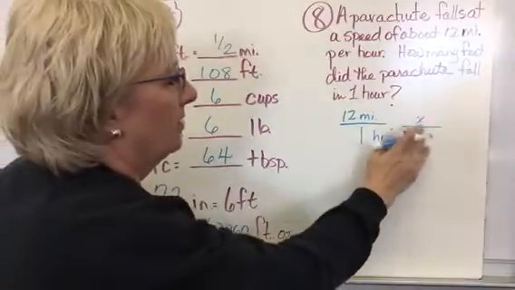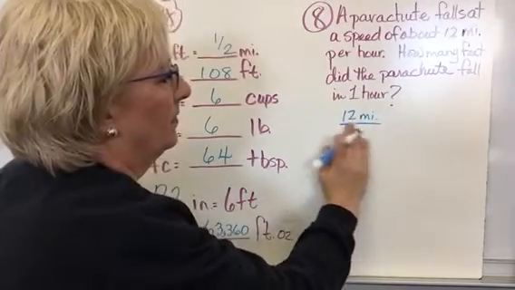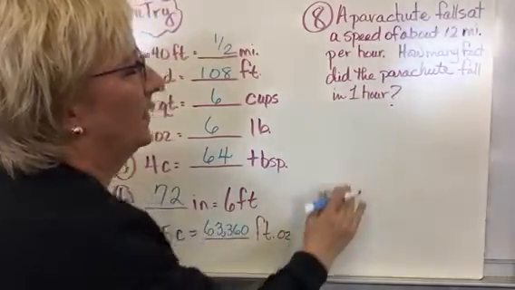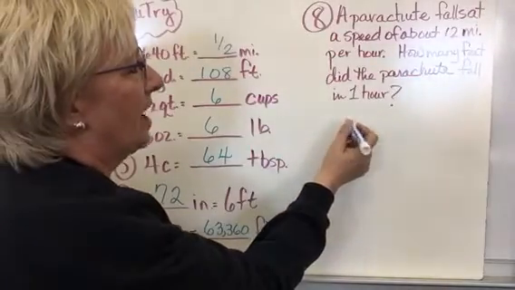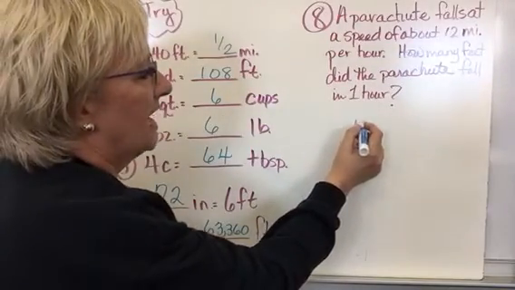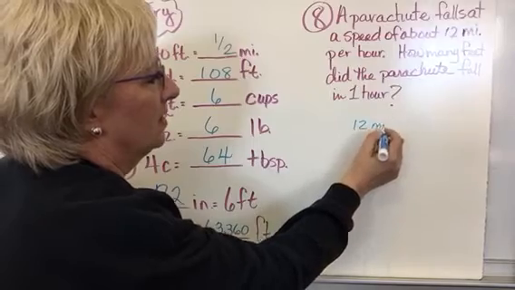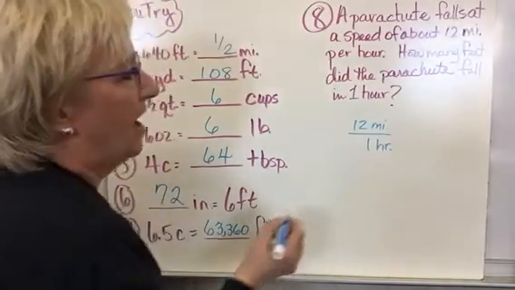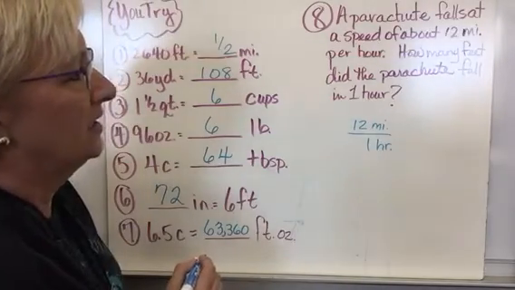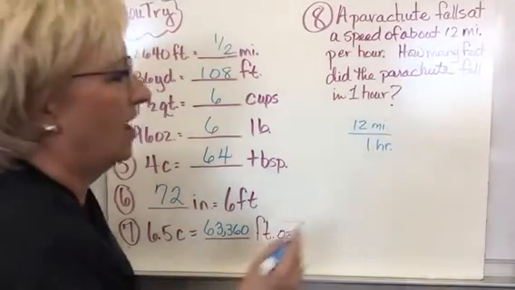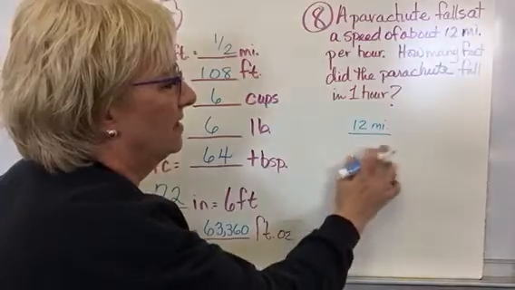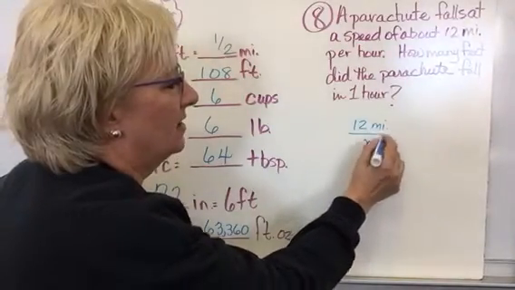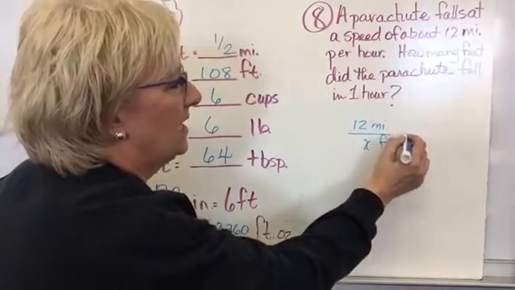And this is not right. Hang on. If it falls at a speed of about 12 miles an hour, so 12 miles to 1 hour, about how far did the parachute fall? How many feet did it fall in an hour? So I need to know feet. That's what I'm looking for. I'm sorry about that. All right, equals.